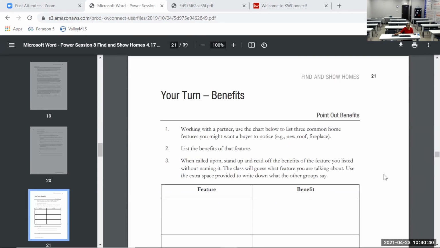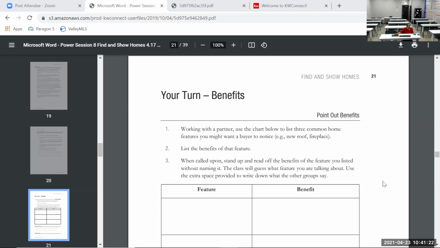Okay, working with a partner, this is another activity that we would be doing. Working with a partner, you would use the chart below to list three common home features that you might want a buyer to notice. List the benefits of that feature. I don't know if you all have paired up in partners for this Ignite program, but if you have, then maybe get with your partner and go ahead and do this activity together. Again, I strongly encourage you to do the activities that are in the booklet, because the activities are what's going to get you the practice that you need to get out there and grow your business.